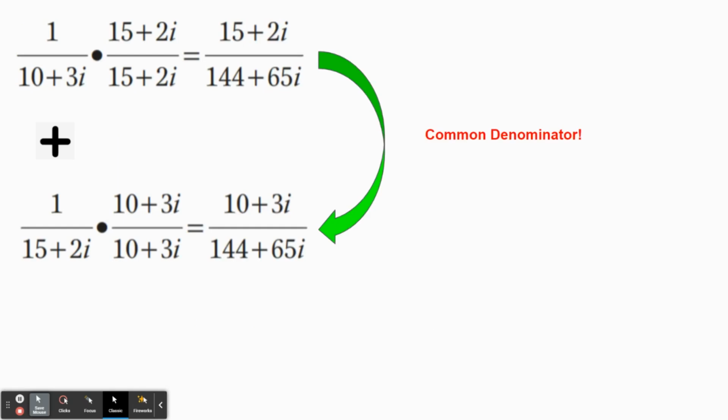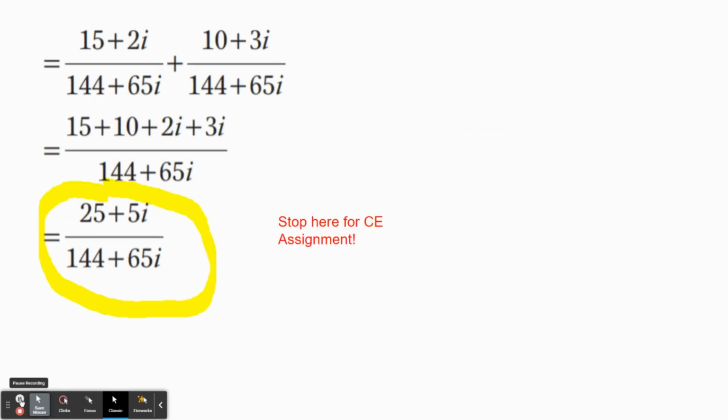Okay, and so now here are the two numbers written in terms of common denominators. Notice how I'm just multiplying by the other denominator. Just like if you were going to add 1/3 plus 1/4, you would multiply 3 times 4. You just multiply by the two different denominators there. And now, since they have a common denominator, we can add the numerators together. You're going to get 25 plus 5i, and then, of course, over that common denominator of 144 plus 65i.